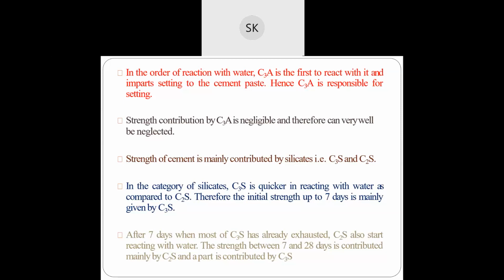After 7 days, when most of C3S has already been exhausted, C2S also starts reacting with water. The strength between 7 to 28 days is contributed mainly by C2S, and a part is contributed by C3S. So mainly C2S contributes the strength of concrete cubes at 14 and 28 days. But initially, for 7 days, C3S functions mainly for its strength.